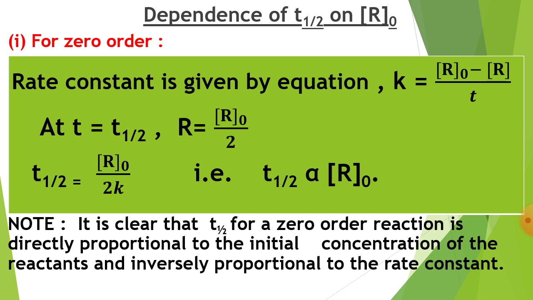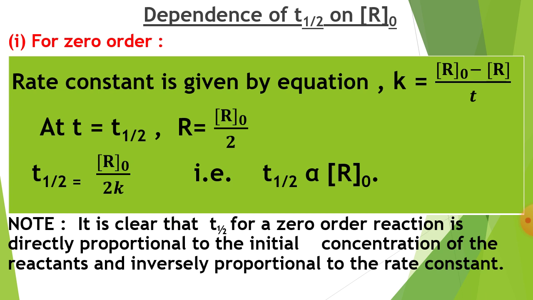If we take T as T half, then the final concentration becomes half of the initial concentration, that is, R equals R naught by 2. By putting these values in the rate constant equation, we get T half equals R naught by 2K. That indicates T half is directly proportional to the initial concentration. It is clear that T half for a zero order reaction is directly proportional to the initial concentration of the reactants and inversely proportional to the rate constant.